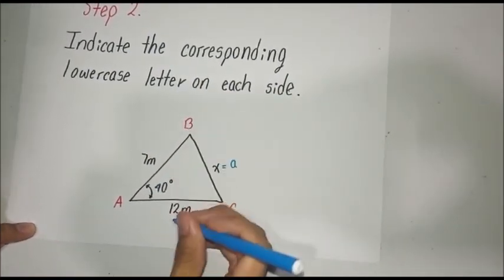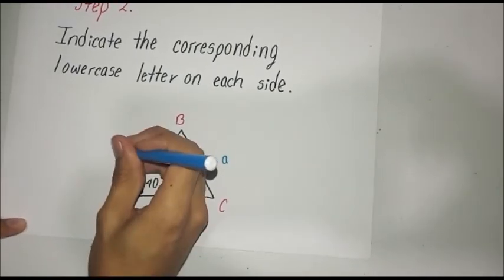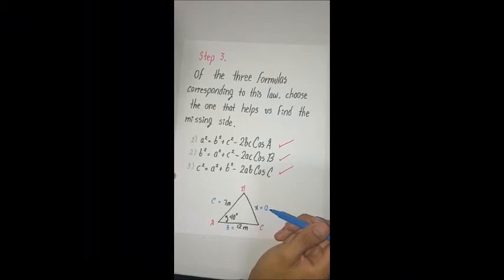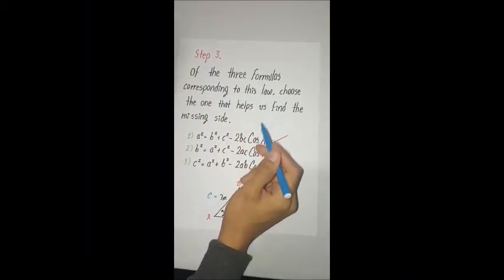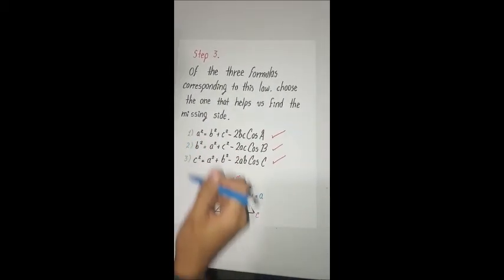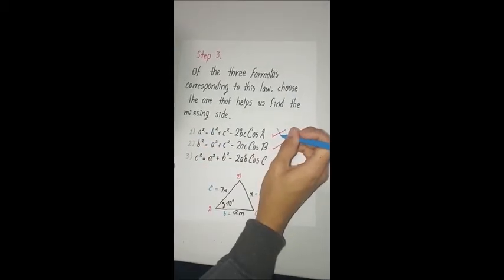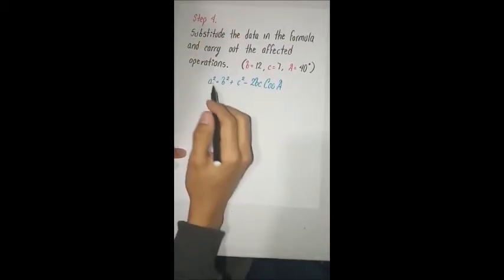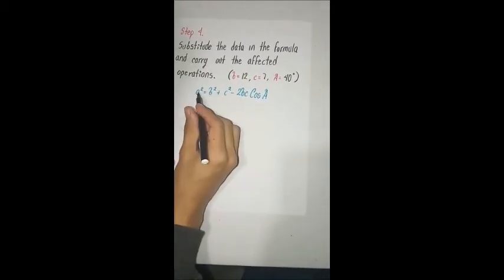A, B, and C. Step 3. Of the three formulas corresponding to this law, choose the one that helps us find the missing side. In this case, the formula we use is the first. Step 4. Substitute the data in the formula and carry out all the affected operations.